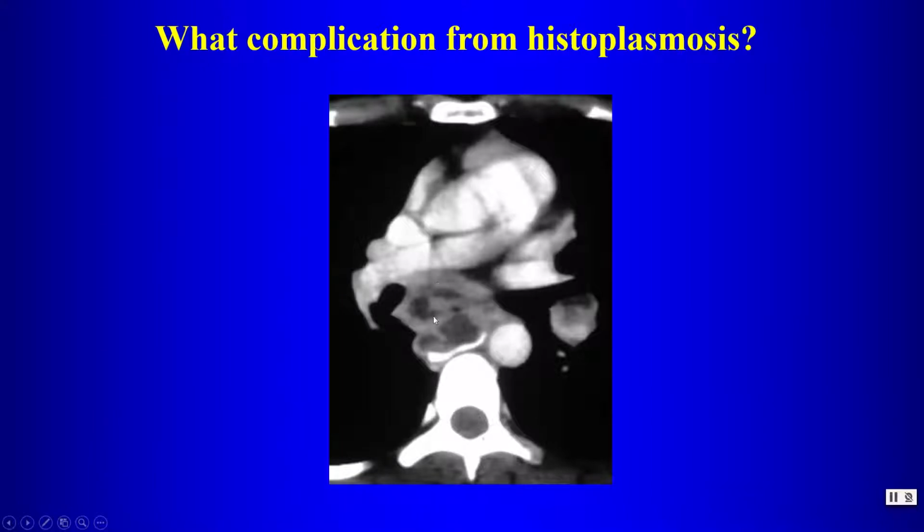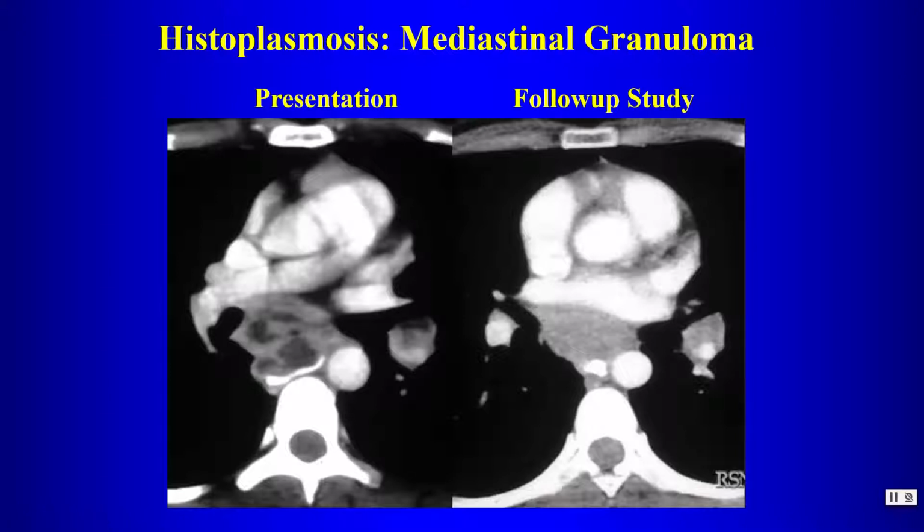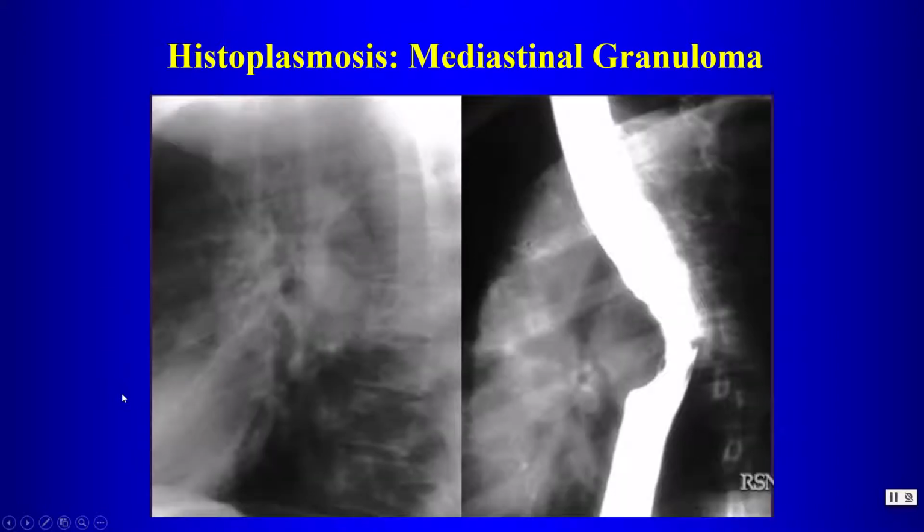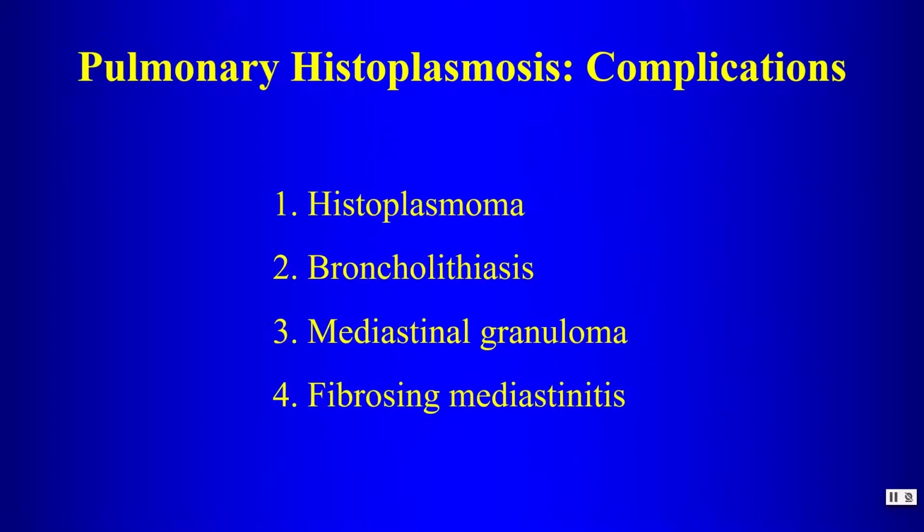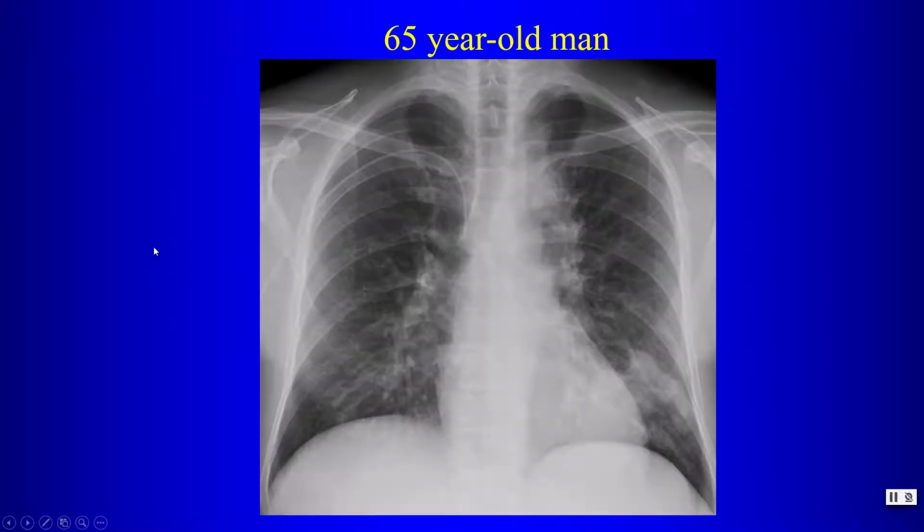So here we have this low attenuation here within the lymph nodes in the mediastinum from histoplasmosis. So these are mediastinal granulomas, and you can see that's very low attenuation here, and then on the follow-up study we could see that it's developed some calcification, and it's healed a little bit as that low attenuation necrosis has resolved here in the center of the node. And then here we see it in the mediastinum, causing mass effect here on the esophagus. So lymphadenopathy can also occur from histoplasmosis. So these are complications that might occur from histoplasmosis that we should be familiar with.